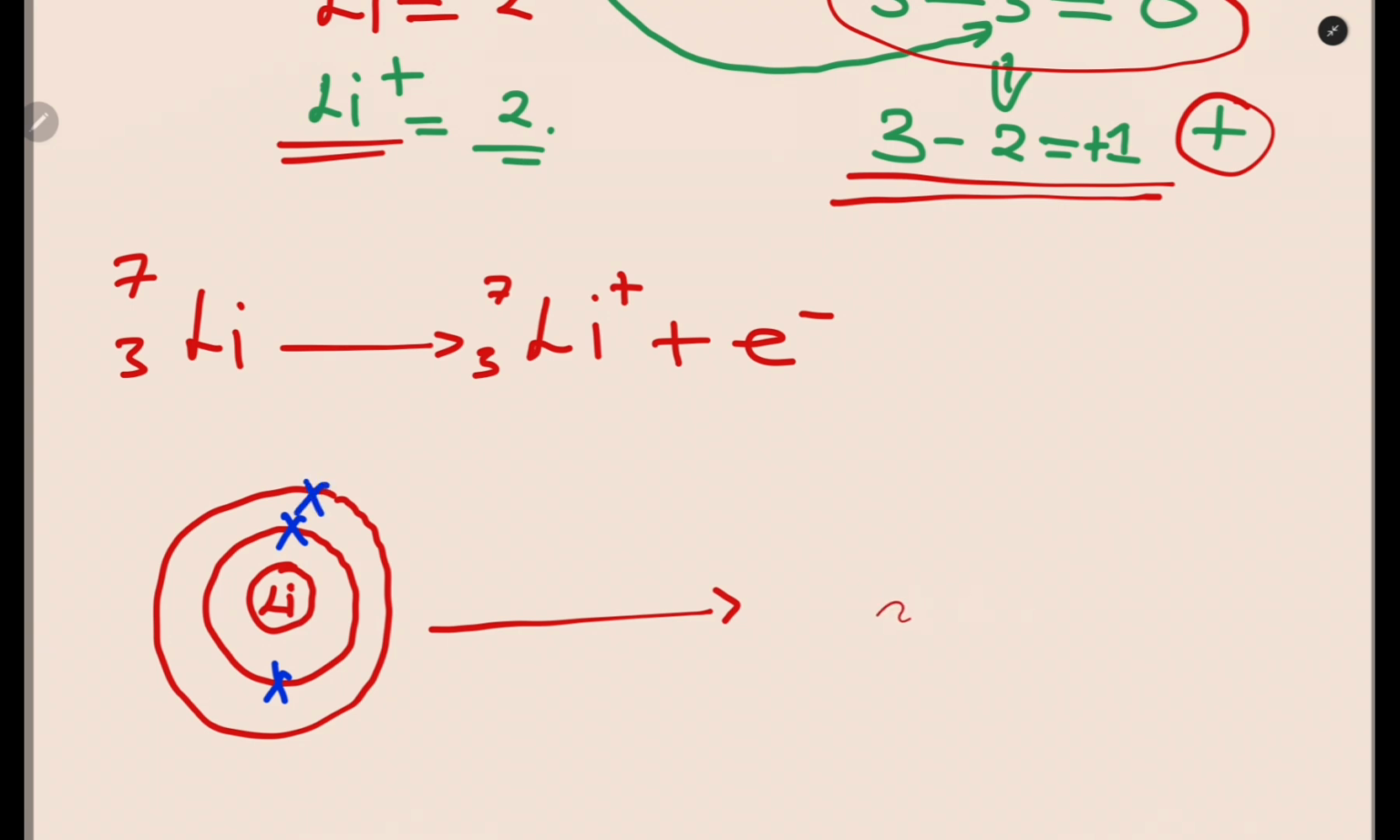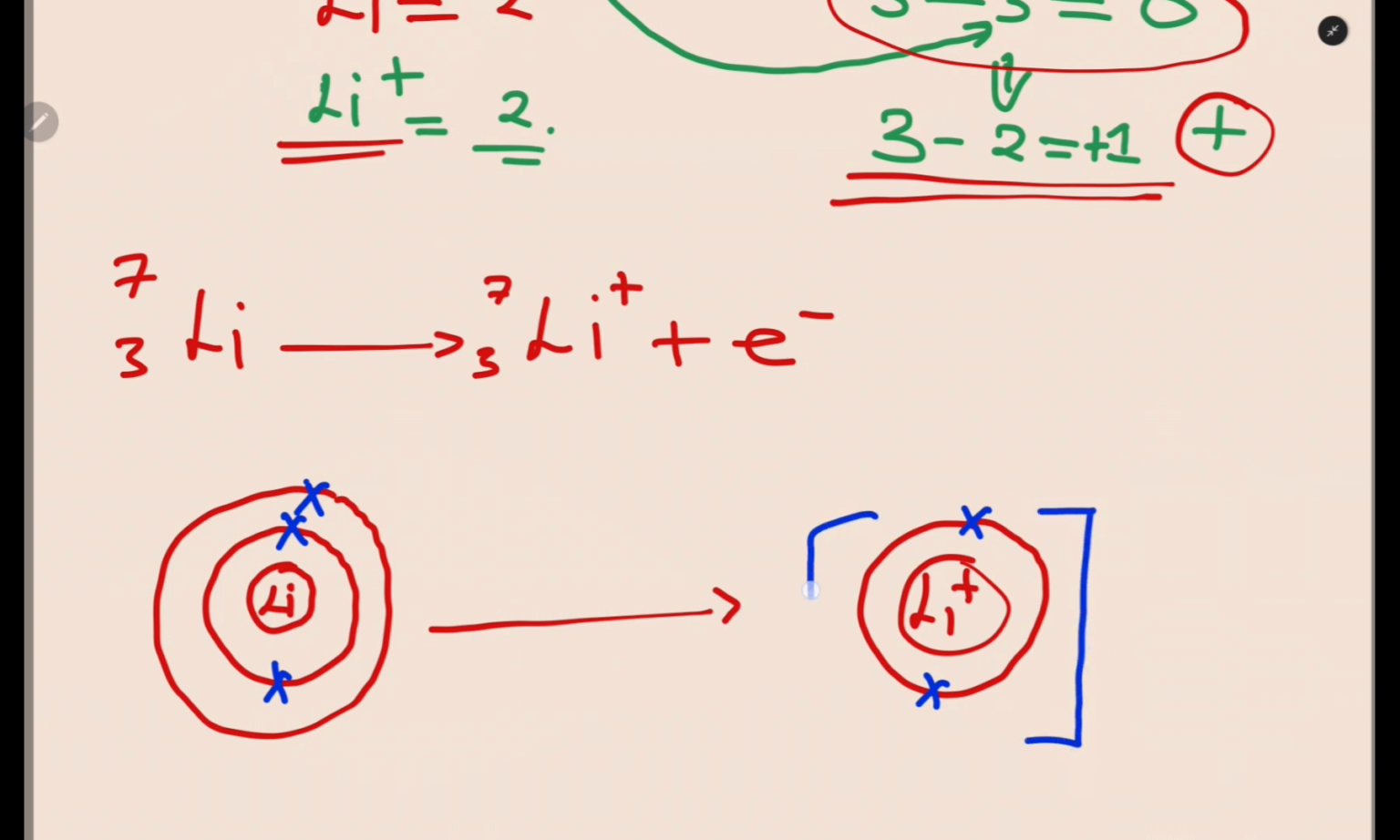Then also here, lithium. This time around, it becomes a lithium ion. So it remains with only 1 shell, with 2 electrons. You put it in brackets like this, then on top there you put a charge, then you add plus an electron.